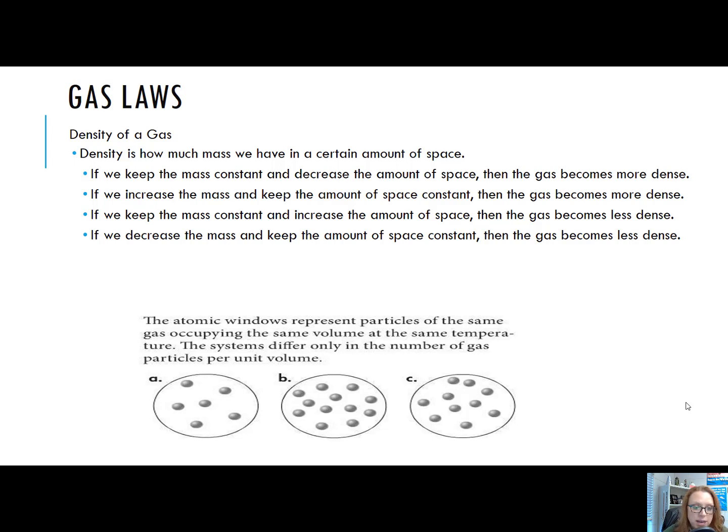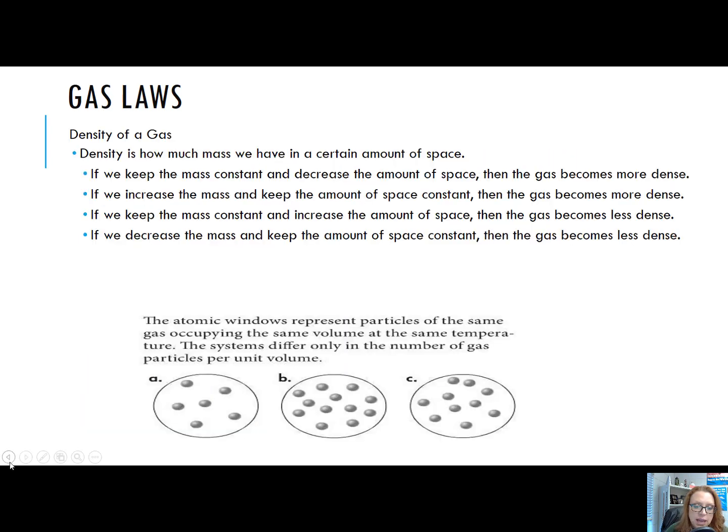And if we decrease the mass and keep the amount of space constant, then the gas will also become less dense. Now remember, our little molecules represent our mass, right? So if you'll look at your picture, the atomic windows, that's what they're called because it's like you're looking into an atom. They represent particles of the same gas occupying the same volume at the same temperature. The only thing that's different is the number of gas particles per unit of volume. So the only thing different is the mass.